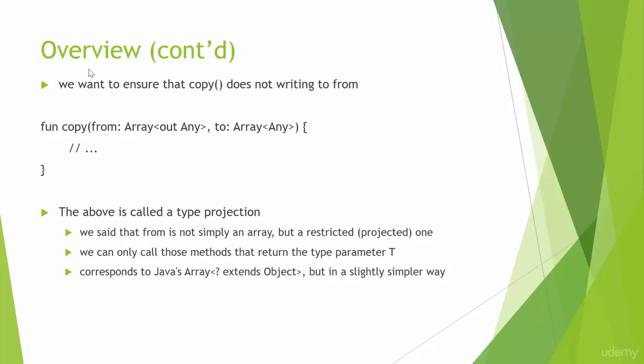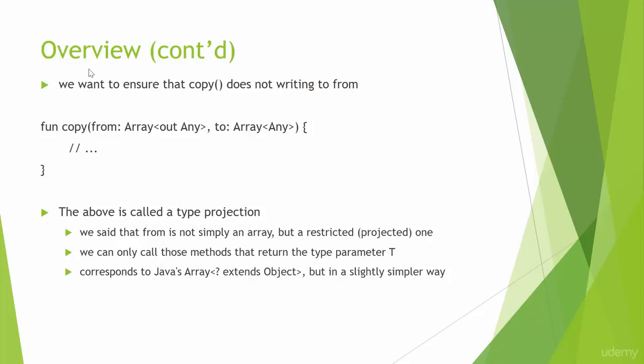We can use a type projection. We can say from array out any to array any. And so we said the from is not simply an array, but a restricted, a projected one. This is what we're doing right here. We're putting the out as part of the generic type in the parameter. We can only call those methods that return the type parameter t.